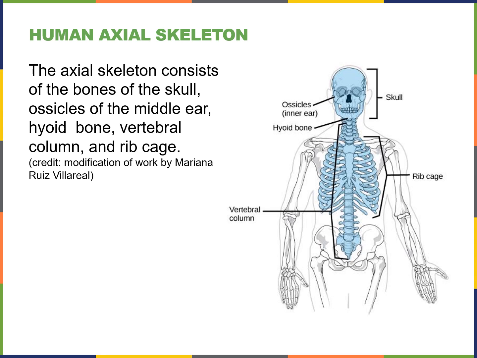So we have the axial. This has the skull as well as the ossicles of the inner ear. That's what allows for vibrations of the inner ear, and that's how we can hear and sense movement and where our body is in space. We also have the hyoid bone here, which is responsible for tongue movement and a little bit of the jaw movement as well. Vertebral column, as well as the rib cage. So that's the axial skeleton.